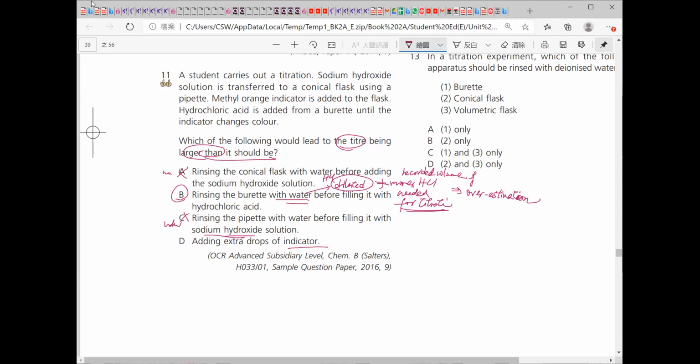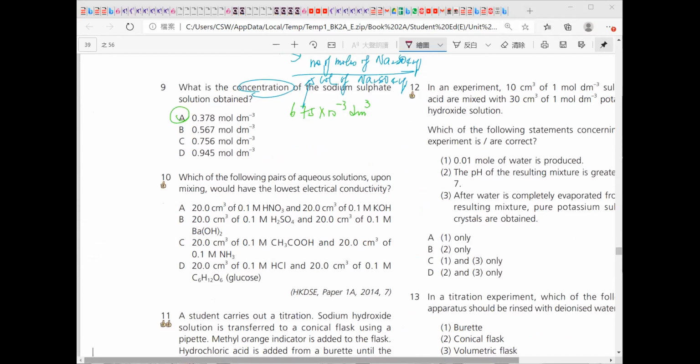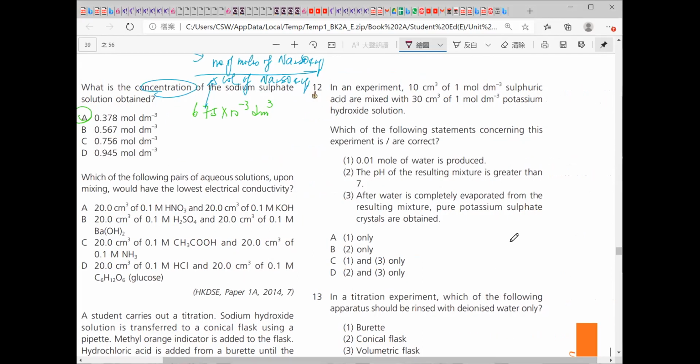The answer is also no effect. Okay, the answer is also no effect. So the same answer. How about question 12?